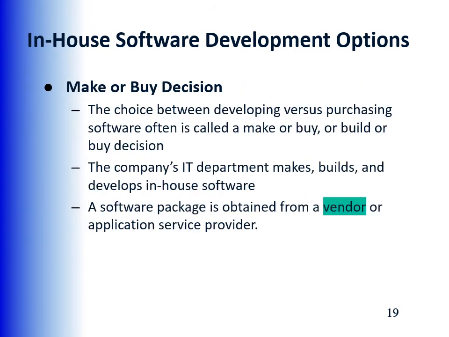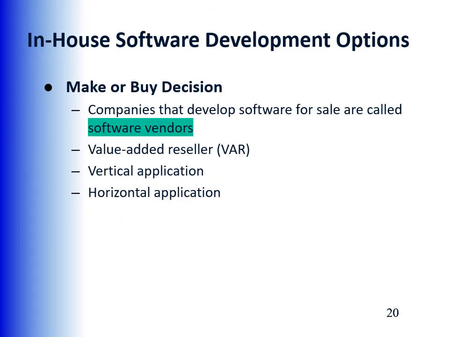Okay, for in-house software development, we basically have to make a decision whether we want to develop or to purchase. The choice between developing or purchasing software is often called a make or buy, or build or buy decision. The company's IT department will make, build, and develop in-house software, while a software package is obtained from a vendor or application service provider. Companies that develop software for sale are called software vendors.